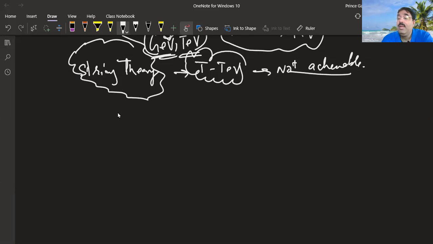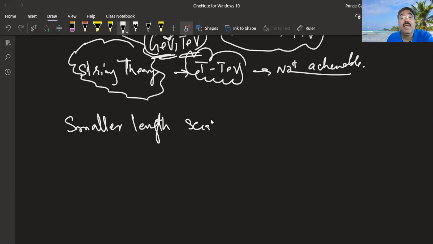Okay. Now the question is that smaller scale would mean higher energy. So smaller length scale corresponds to higher energy. Why? Because if you want to see things which are very small, you need very, very high energy.